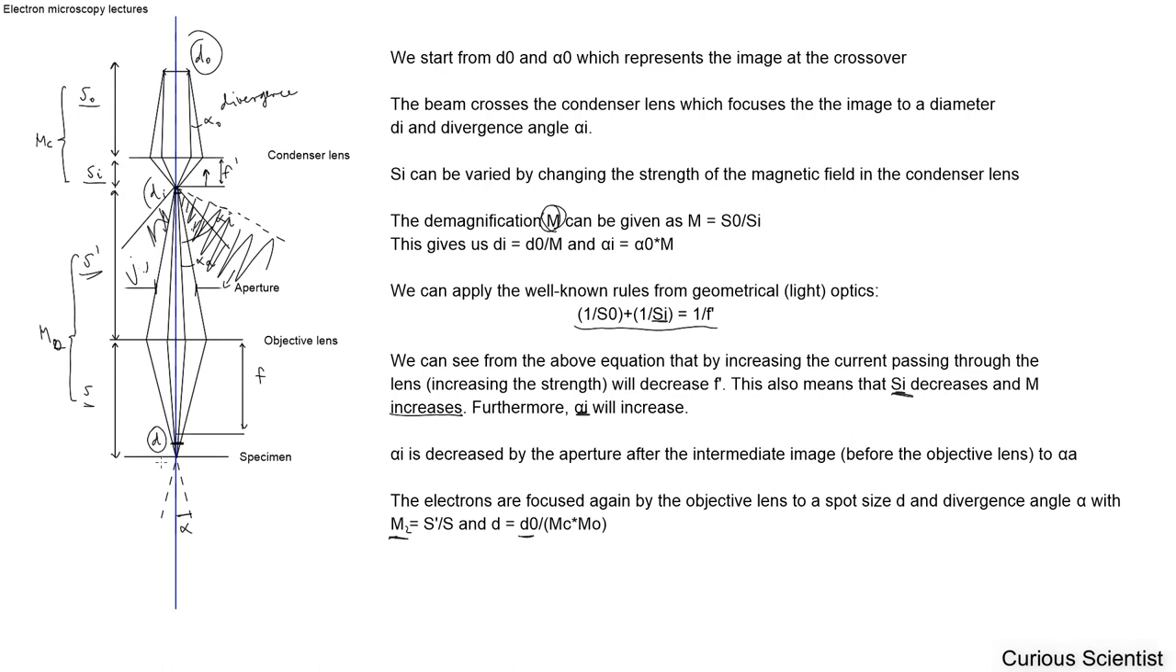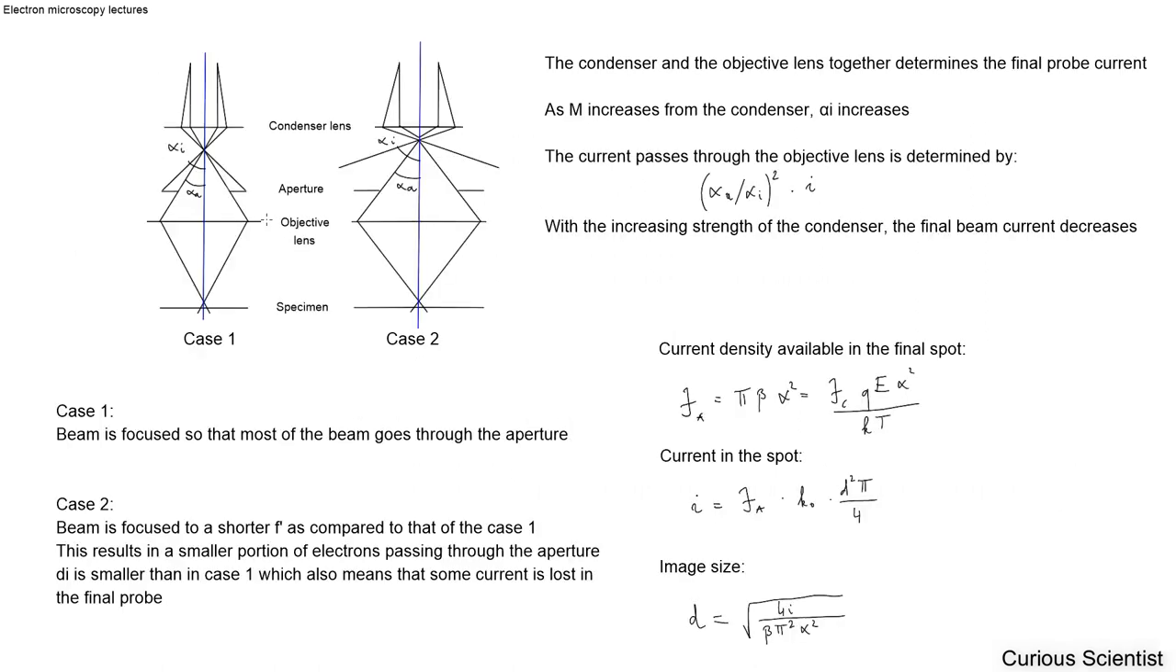So as you can see, it's not too difficult, and the demagnification and the focal distances can be calculated by basically just considering these distances between each step. So that's quite convenient for us. We can also take a closer look at the condenser lens and the objective lens. This is somewhat similar to the previous image, but I try to highlight some different details. As we know, the condenser and the objective lens together determine the final probe current, so basically the probe current which will end up on the surface of the specimen.